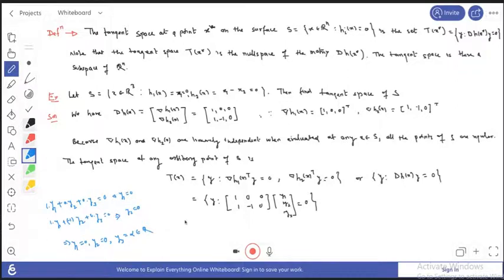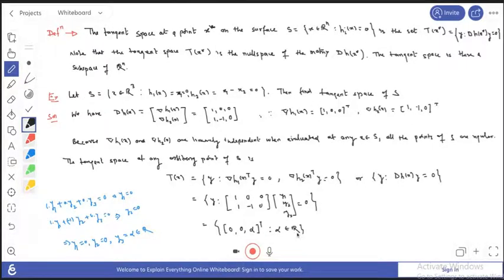Okay, so now you find this value, and here you are able to find y1, y2, y3. So this is the collection of all y, and y is the vector whose first component is 0, second is 0, and third is any real value. So this means y is (0, 0, alpha) transposed, where alpha is any real number.